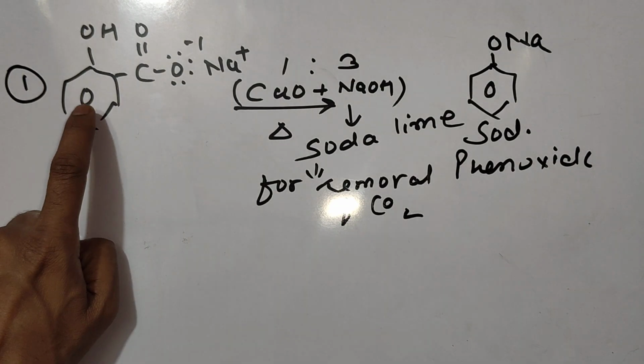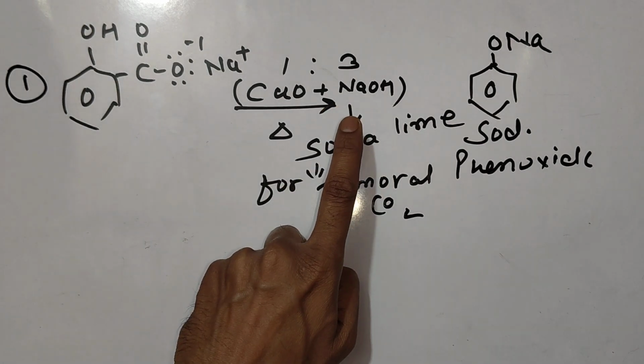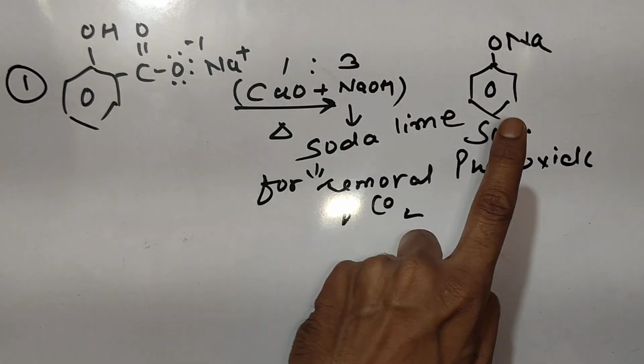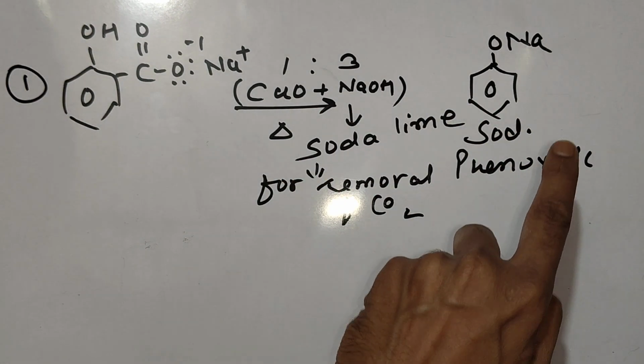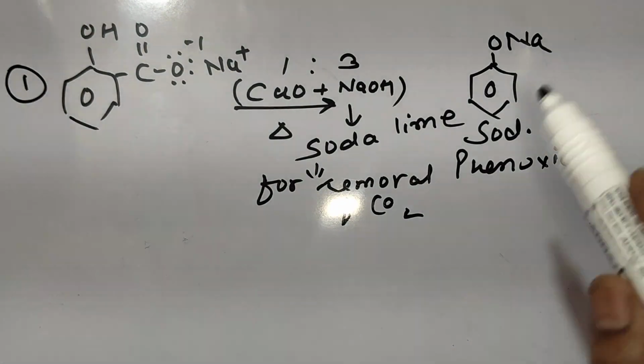This is white crystalline solid, sodium salicylate. This is white powder, soda lime. On heating, they are going to create sodium phenoxide, which is also a white colored substance.